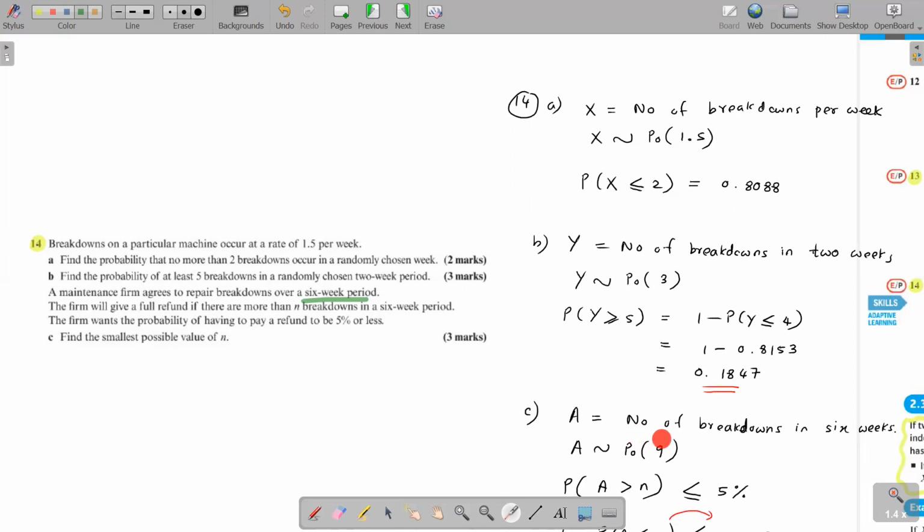So what's capital A? The number of breakdowns in 6 weeks. Can you see? I'm giving 6 weeks now. And for 1 week, it's 1.5. 6 weeks is 1.5 times 6, which is 9. Now guys, let's try to write down the statement.